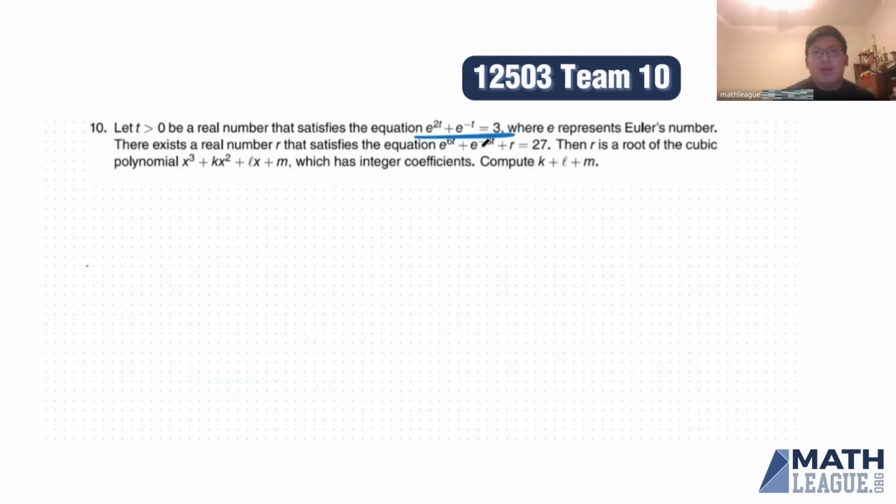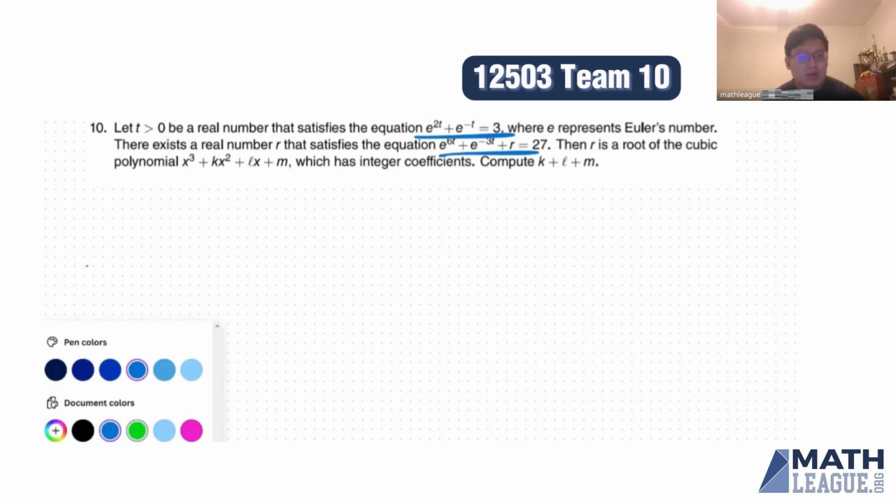Now, we can see pretty quickly from the two given equations that it looks like they're cubed, right? But we know from our math days that just because x plus 1 over x equals 5, that does not mean that x squared plus 1 over x squared equals 25. Similarly here, e to the 2t plus e to the negative t is 3, but e to the 6t plus e to the negative 3t is certainly not 27.